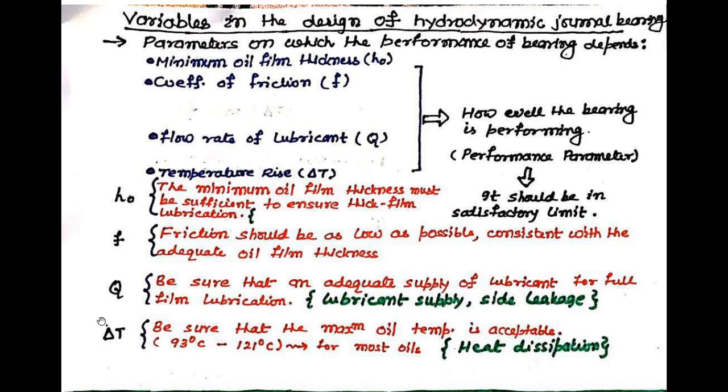Delta T, this is the temperature rise. Be sure that the maximum oil temperature is acceptable. Beyond the maximum oil temperature, the bearing material gets deteriorated, and that maximum temperature in most cases is 93 degrees centigrade to 121 degrees centigrade. So here the role of heat dissipation comes in. So these four parameters are the important parameters which define the performance of the bearing.